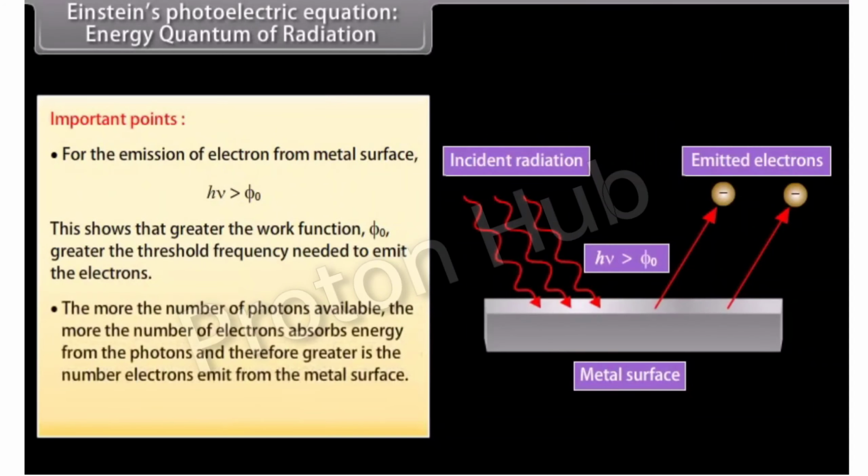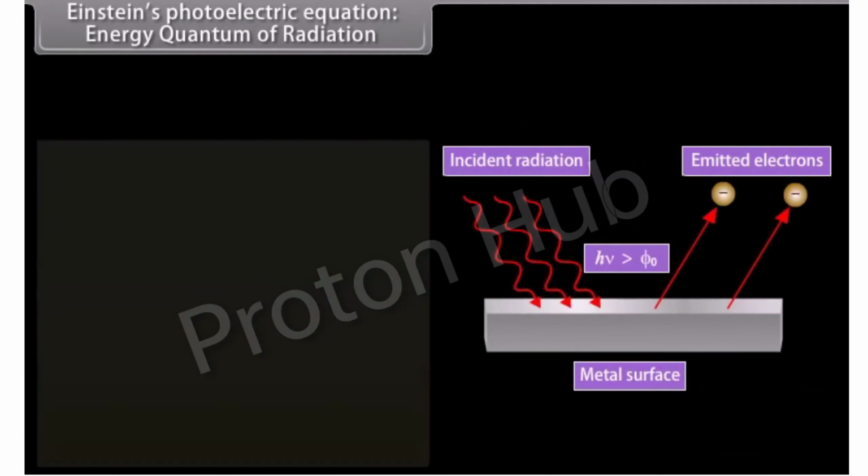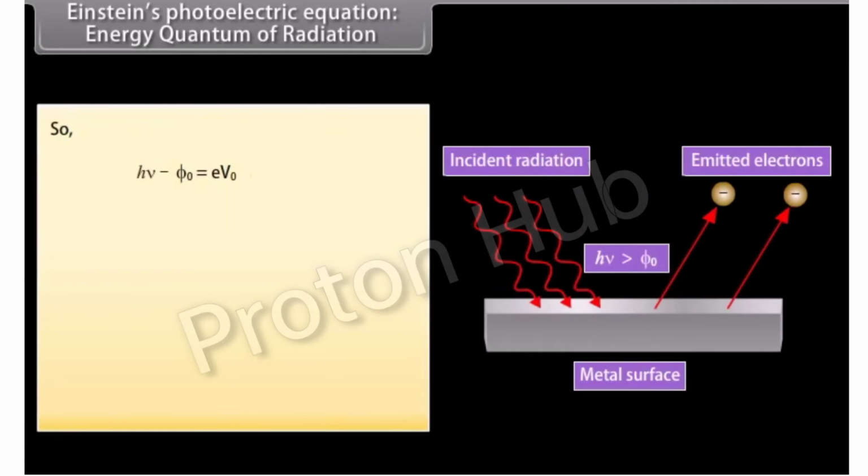The more the number of photons available, the more the number of electrons that absorb energy from the photons, and therefore greater is the number of electrons emitted from the metal surface. We know that Kmax equals eV0, and Kmax is equal to hν minus φ0. So, hν minus φ0 is equal to eV0. eV0 is equal to (h/e)ν minus φ0/e.